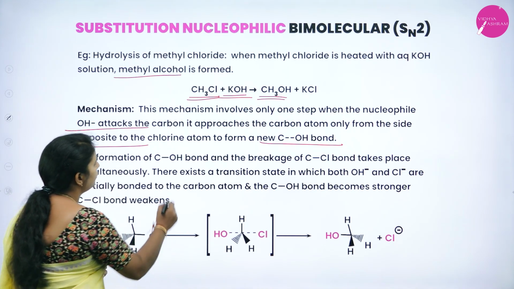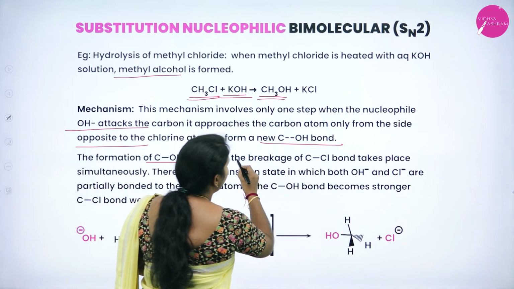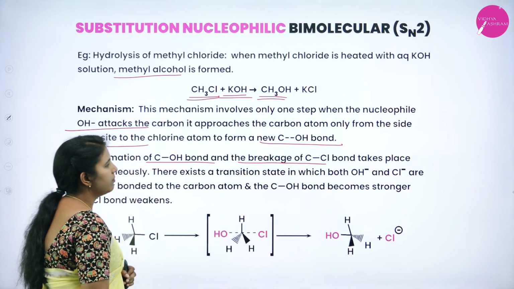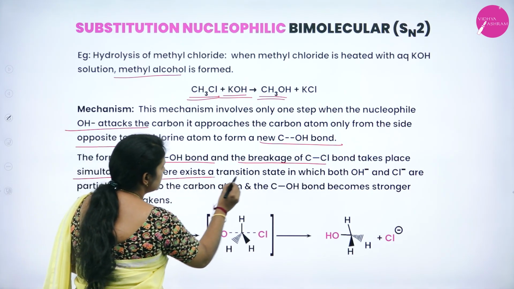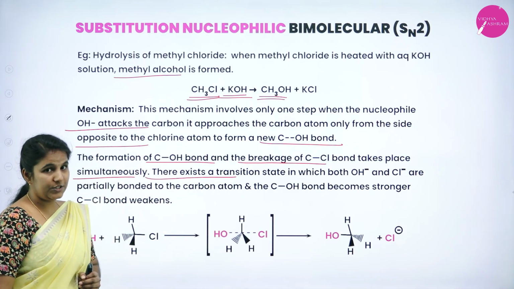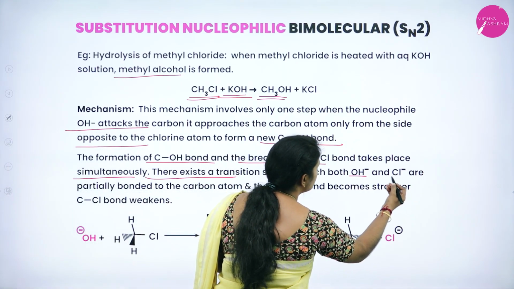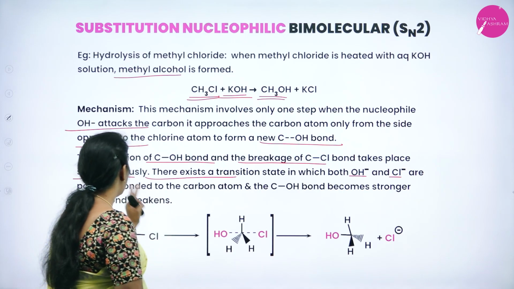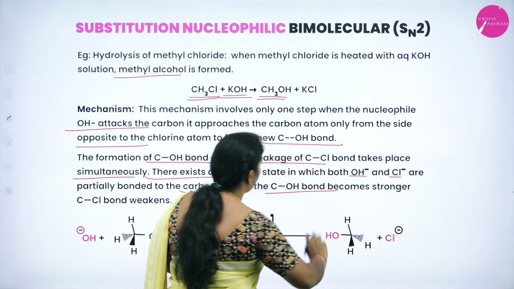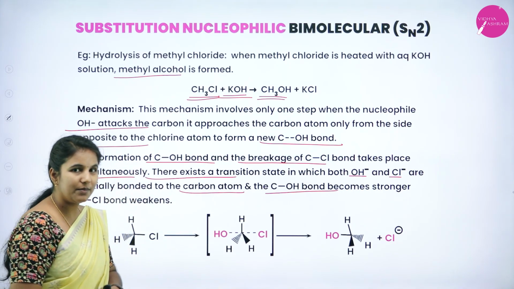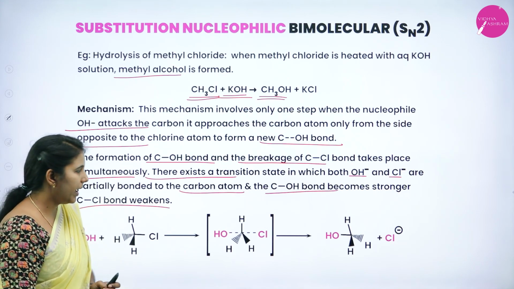The formation of this carbon and OH bond and the breakage of the carbon and chloride bond take place simultaneously, and a transition state is formed in which both the OH and Cl minus ions are partially bonded to the carbon atom. The carbon and OH bond becomes stronger and it weakens the carbon and chloride bond.